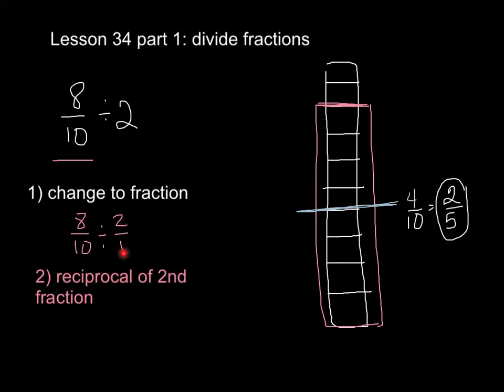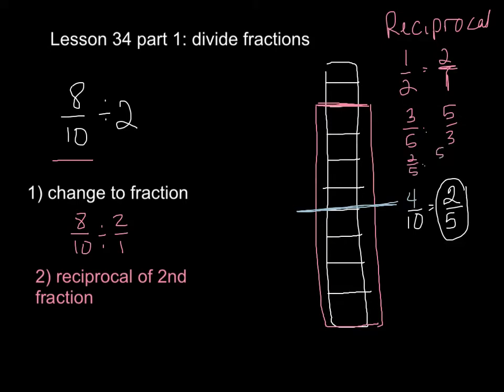Reciprocal just means the flipped version of the second fraction, the upside down version of the second fraction. So for example, let's look at reciprocal over here, just so you can see what it is. The reciprocal of 1/2 is just flip him on his head, and you're going to get 2 over 1. That's a 2. The reciprocal of 3/5, flip him on his head, 5/3. The reciprocal of 2/5, flip him on his head, 5/2.